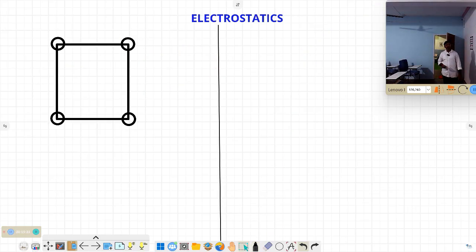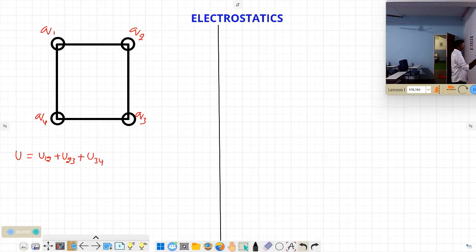Now consider the four charge system. Here the four charges are taken as Q1, Q2, Q3, Q4. In this case, what is the energy of the system of these four charges? The energy of the system, U, is equal to the combination of energies. There is a combination between 1 and 2, so that is U12. Between 2 and 3, that I can write as U23, plus the combination of 3 and 4, that is U34, plus the combination of 4 and 1, I can write as U41.